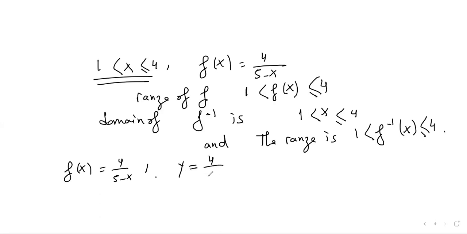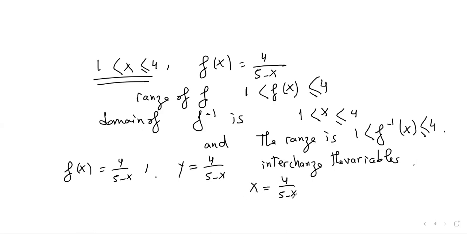So I will write y is equal to 4 over (5 minus x), and then I will interchange the variables. So I will have x is equal to 4 over (5 minus y). After that, I will multiply both sides by (5 minus y), so x times (5 minus y) is equal to 4. And then divide both sides by x. I have the right to divide by x since x is between 1 and 4, it's different than 0. So 5 minus y is equal to 4 over x.